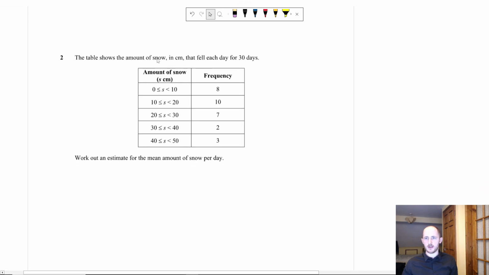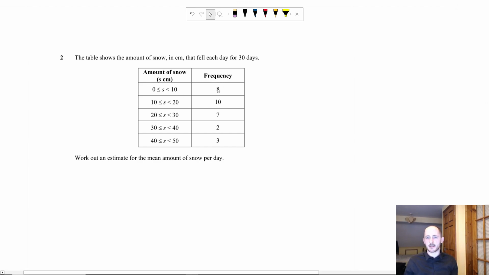A table shows the amount of snow in centimetres that fell each day for 30 days. Work out an estimate for the mean amount of snow. So this is again a fairly standard question. It pops up in paper 3 a lot, but this is grouped frequency data, and we need to work out a mean. Normally with the mean you add all of the data up and divide it by the number of data values you have.